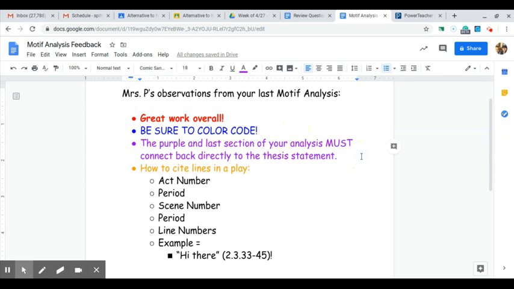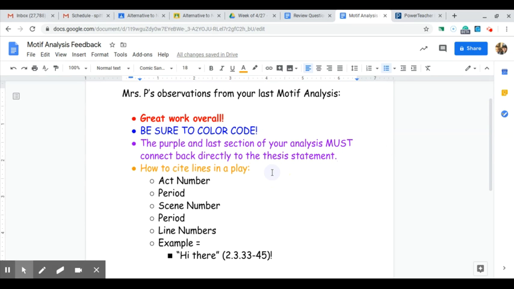This was the piece that was missing most often. The purple and the last section of your analysis must connect back directly to the thesis statement. In our assignment, the thesis statement was that guilt can drive you mad, can drive a person crazy. And so you always had to bring it back to that. So whatever your example was, you want to come back to, well, this shows that guilt is driving him mad because, and so on.